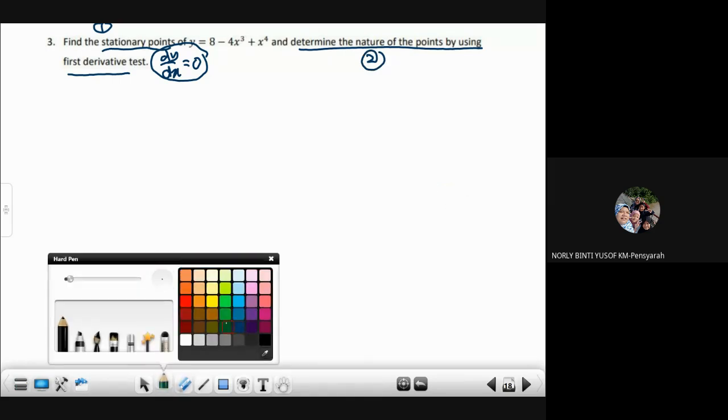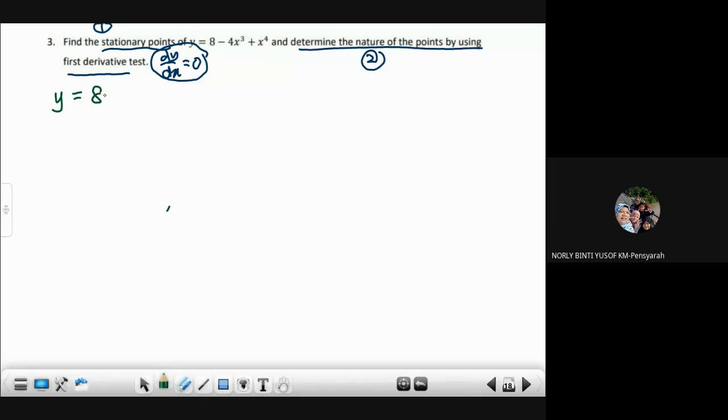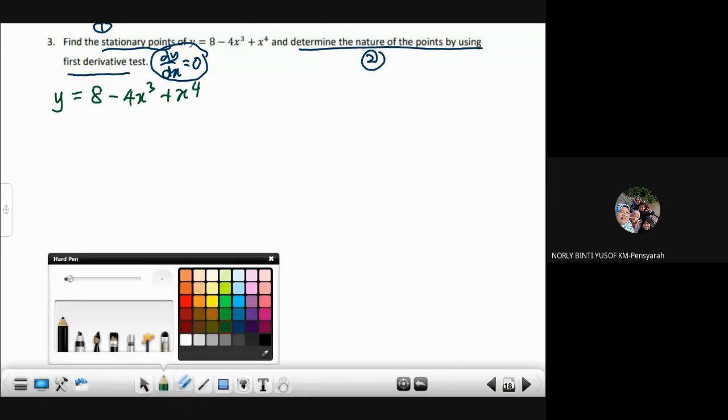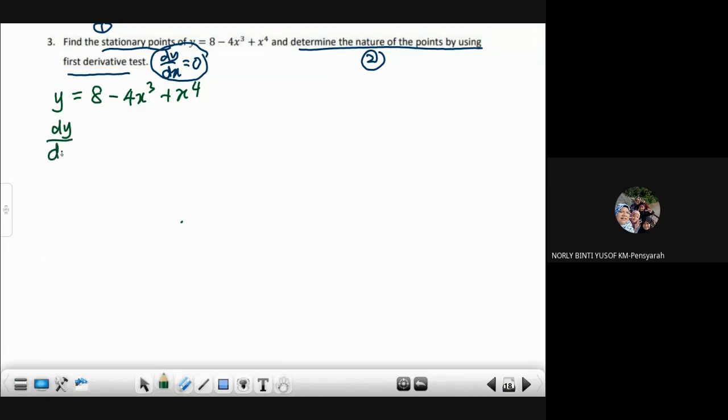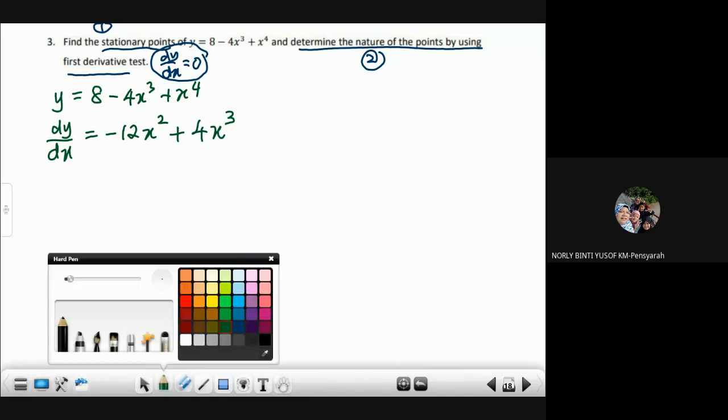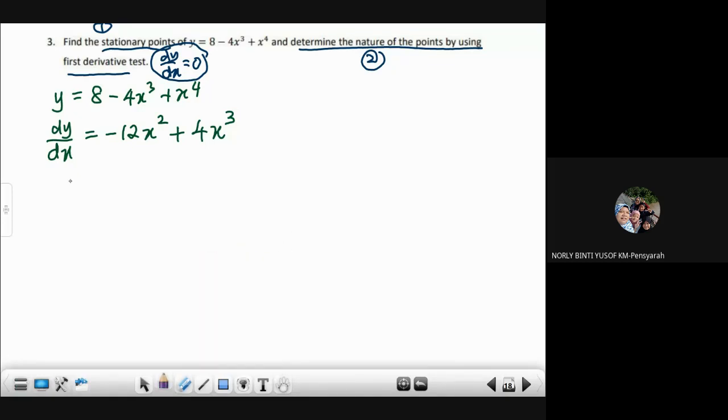Differentiate dulu. The curve y equals 8 minus 4x power 3 plus x power 4. So differentiate, you akan dapat differentiate 8, 0, jangan tak payah letak lah. And then differentiate the second term, negative 4, 3, negative 12x squared. And then differentiate x power of 4 will give you 4x power of 3. Okay, then you tahu dah konsep stationary point. The first derivative is equals to 0. So dy dx equals to 0.